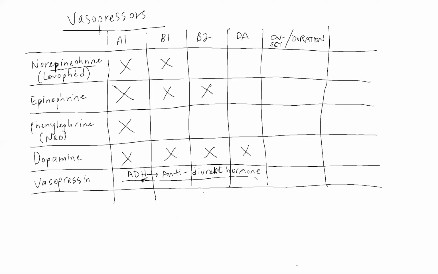All right, so this is pretty simply kind of what our chart is going to look like. And now I want to go back and fill in the last column that we haven't talked about, which is onset and duration. And something to think about is, if I'm the nurse titrating these medicines, the onset and duration might be some of the most helpful information for you to remember.